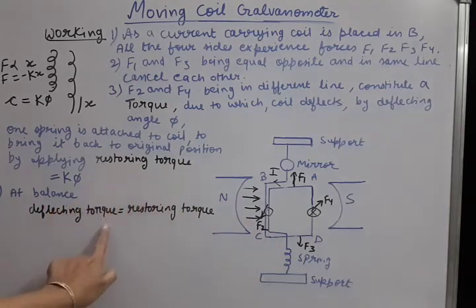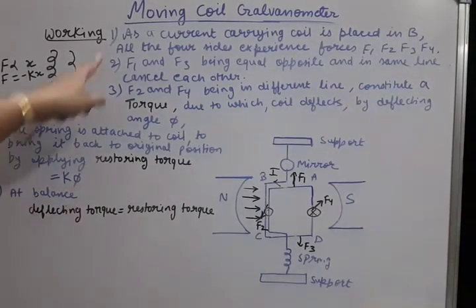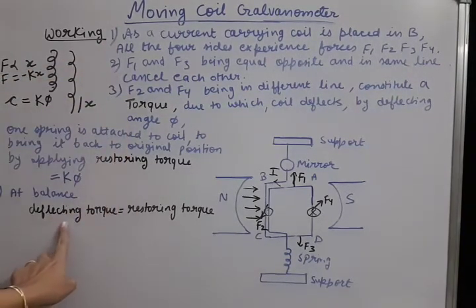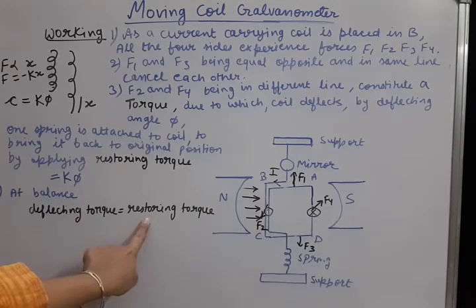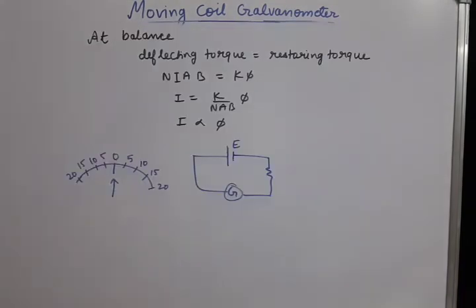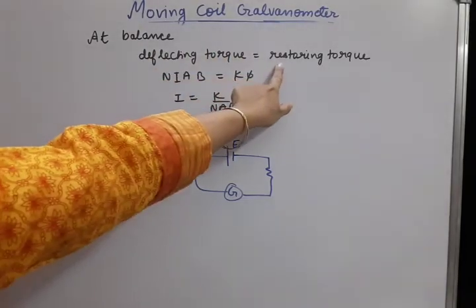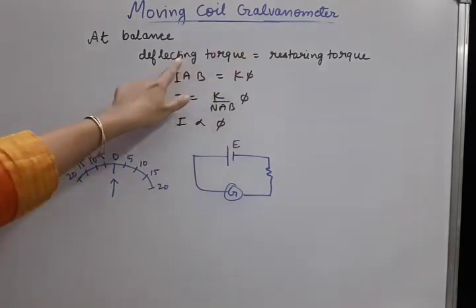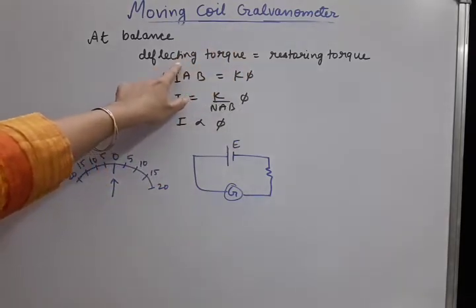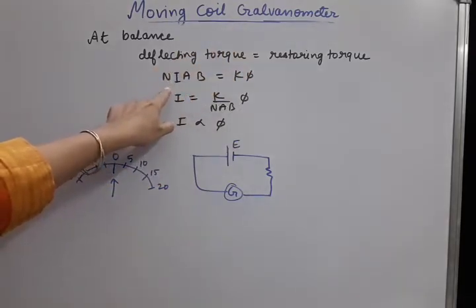So restoring torque and deflecting torque we equate. Note down these steps of working, and I will prove this equation in the next sheet. I and φ are proportional. Now at balance, deflecting torque and restoring torque we have to equate. Now what will the deflecting torque formula be? This we have already proved, NIAB sin θ.